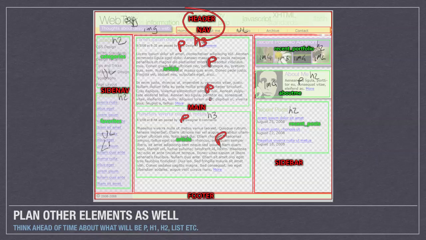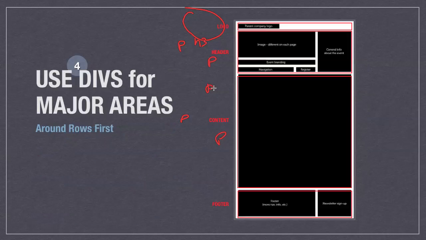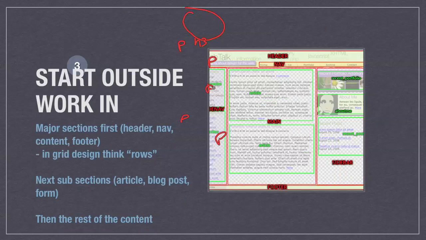First, what we really usually want to do is to think about starting from the outside and work in. So looking at the major sections first, that's the third rule: you start outside, you do your major sections, and then you work in from that.